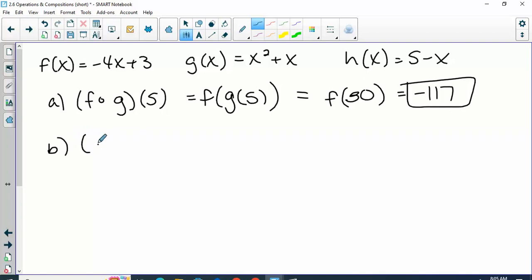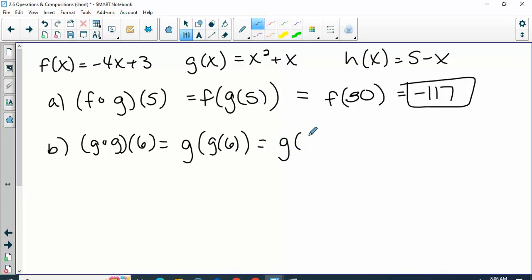B. We have g composed with g of 6. So if you put a 6 into g, you get 36 plus 6, so 42. And then if you put a 42 into g, you do 42 squared plus 42. You guys agreeing with these so far?